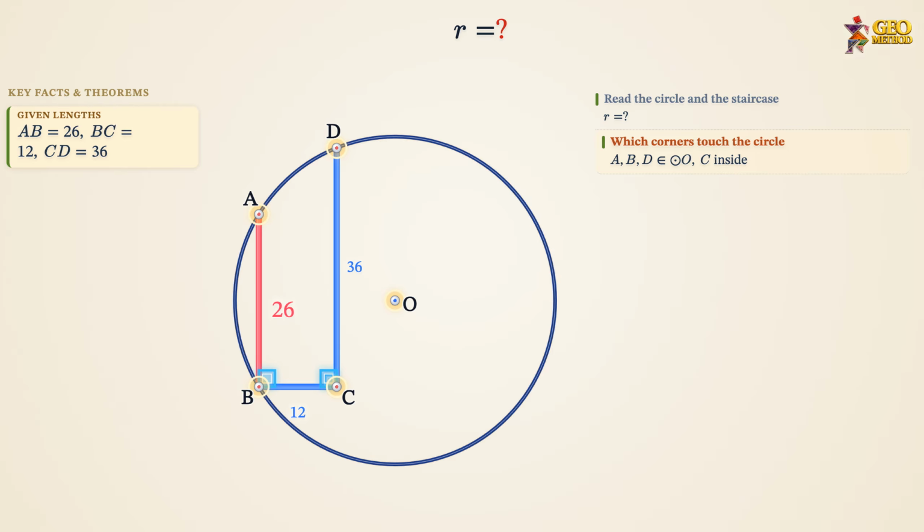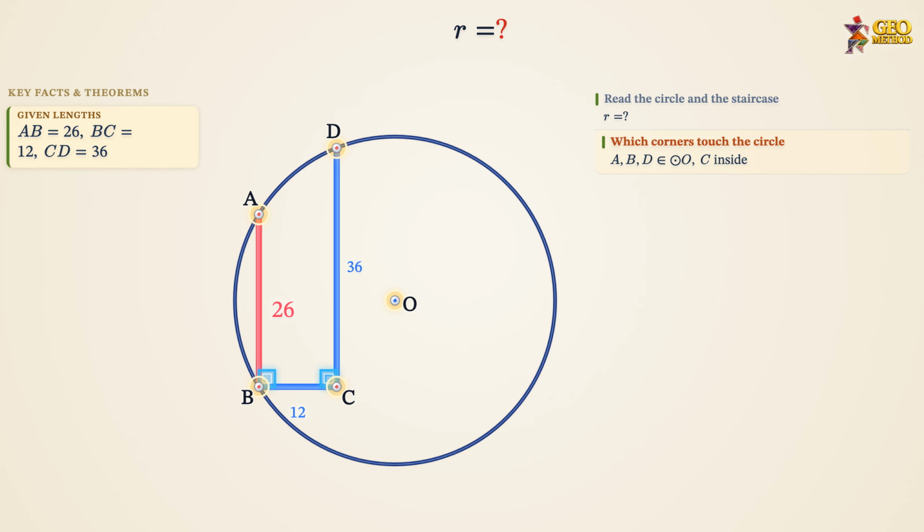Look closely at which corners actually touch the circle. The points A, B, and D all lie on the circle, while the corner C sits inside it as the elbow of the staircase. 3 points on a circle fix that circle completely.